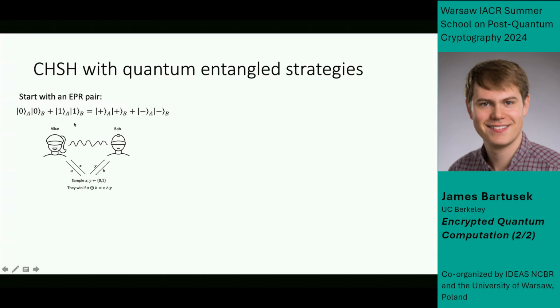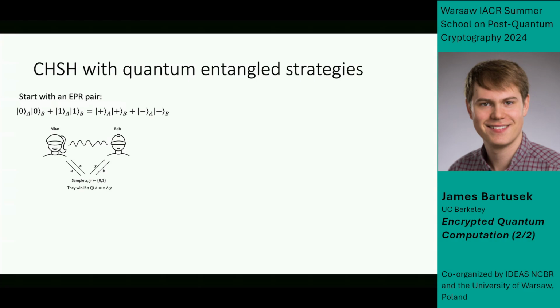You can see that if you instead write this state in a different basis, where you write |0> as |+> plus |-> and |1> as |+> minus |->, you'll see that this state is exactly equal. It's the same state as if I had written it as |++> + |-->. So these are equivalent ways to write the same state.